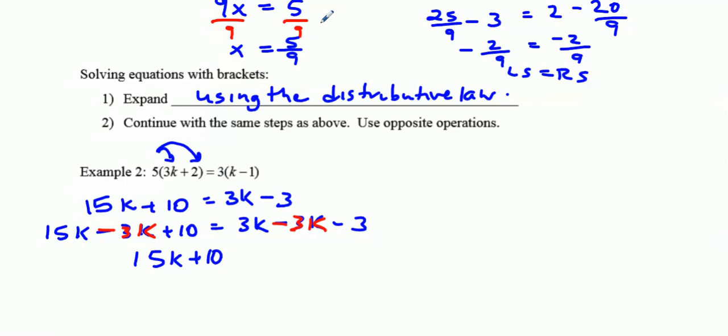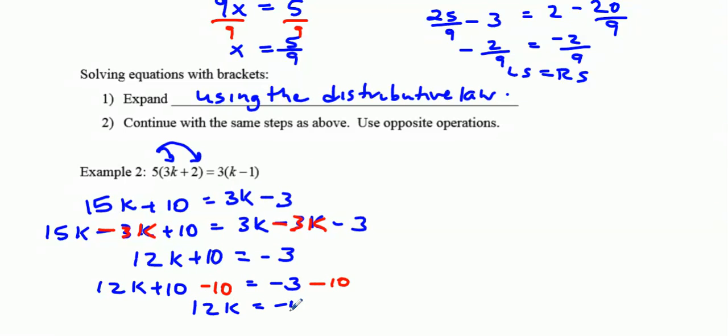This should be, let's see what happens here when I do that. It's going to be 12k plus 10 equals minus 3. Now I need the k by itself over here, so I've got to subtract off 10. So it's going to be 12k plus 10 minus 10. And I'm subtracting that 10 off of both sides. So this is going to be 12k equals minus 13.